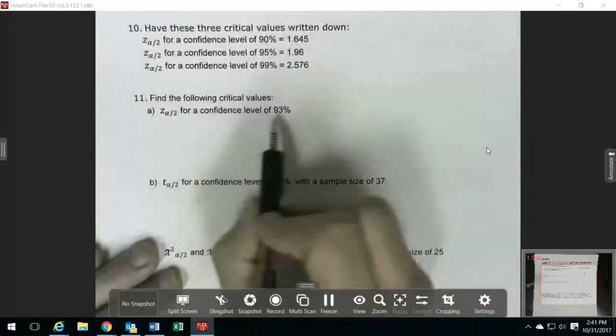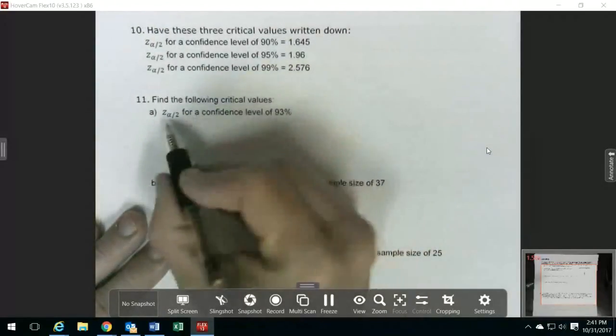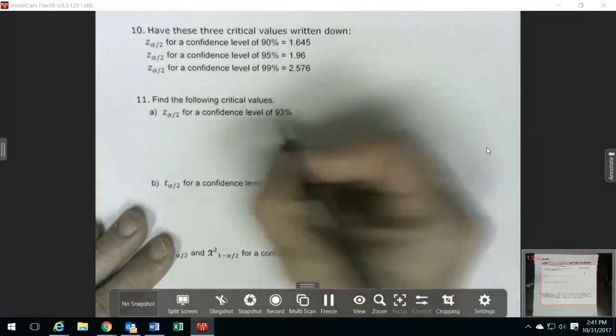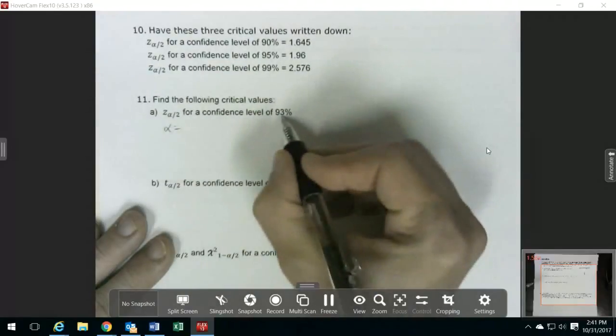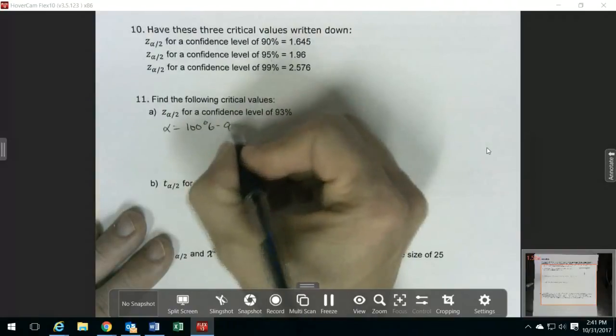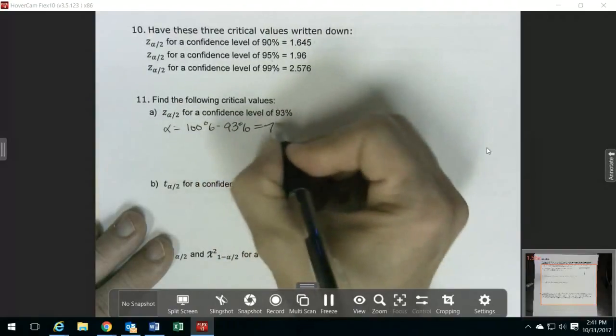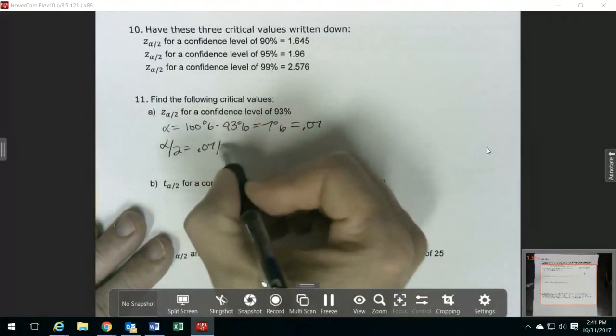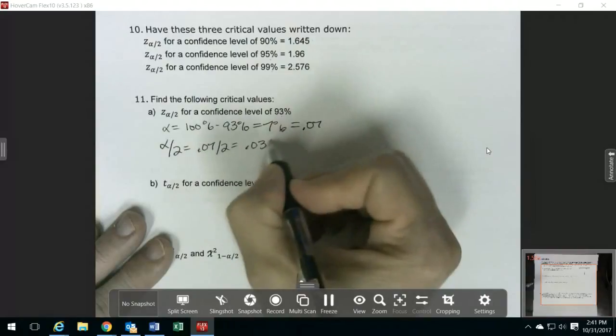Now, if you need to find a critical value for some other level, then what you have to do is find the alpha over 2 and then use your inverse norm function. So the alpha is 100% minus your confidence level. So that's going to be 7%. We want to write this as a decimal, so that's 0.07. Then this tells you to take the alpha and divide it by 2. So we have 0.07 divided by 2, which would be 0.035.